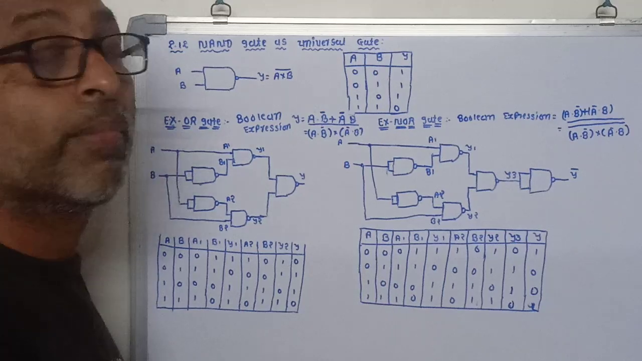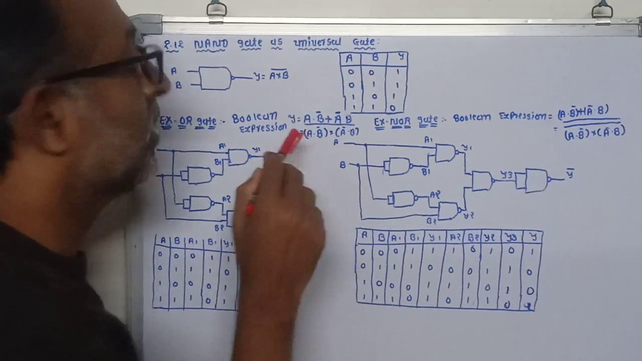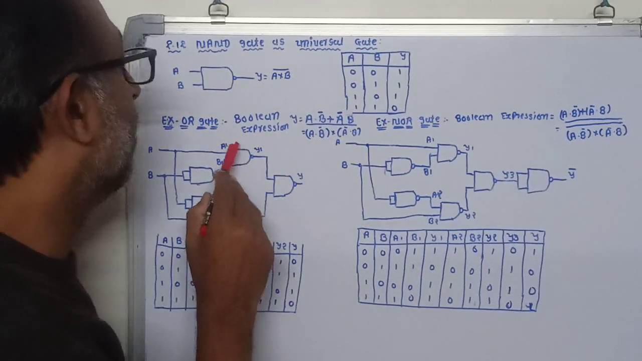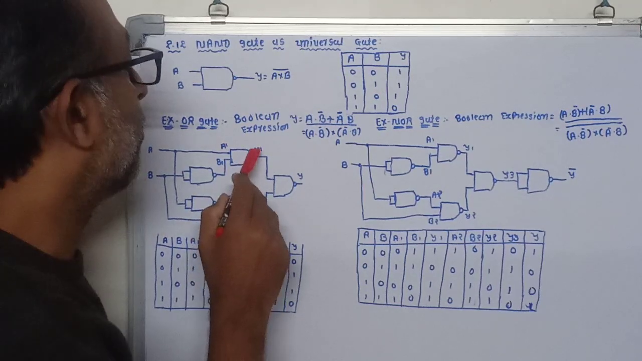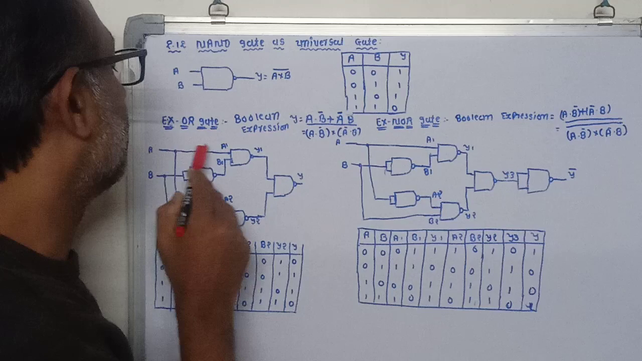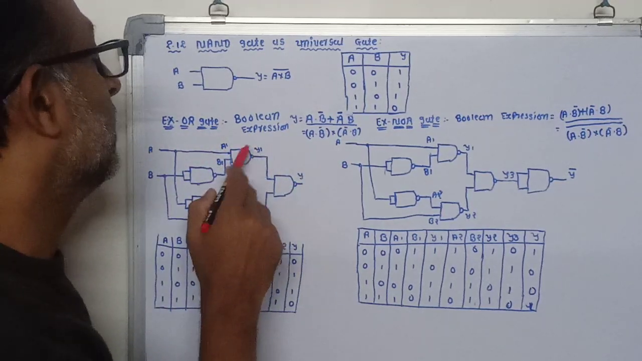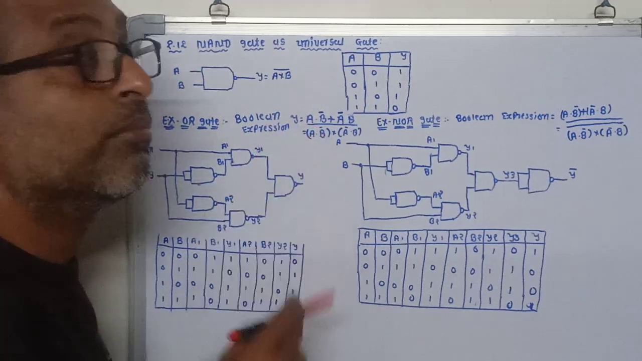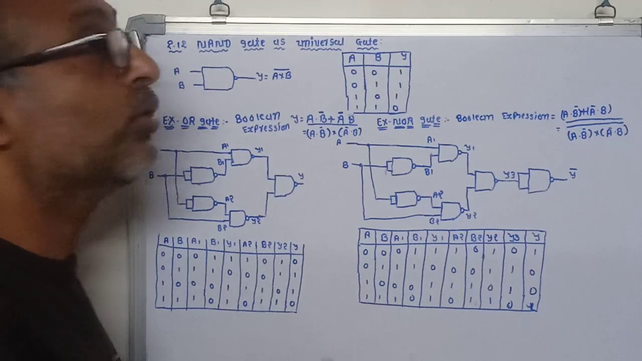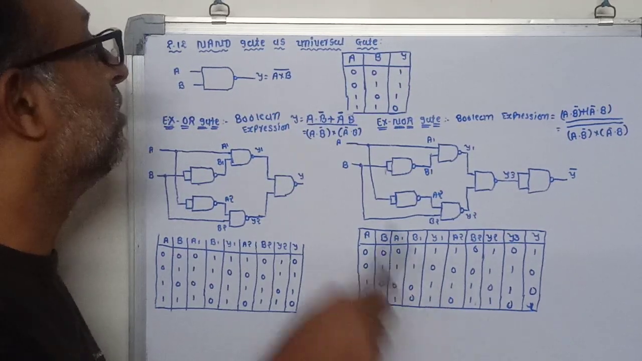Now let me draw the circuit by using this equation. First we require one output, A into B. So here we are taking one AND gate which provides Y1 output. For this equation we require A, so we can directly apply the A input signal to this gate. Now here B bar is required, that means we require the complementary output of B.